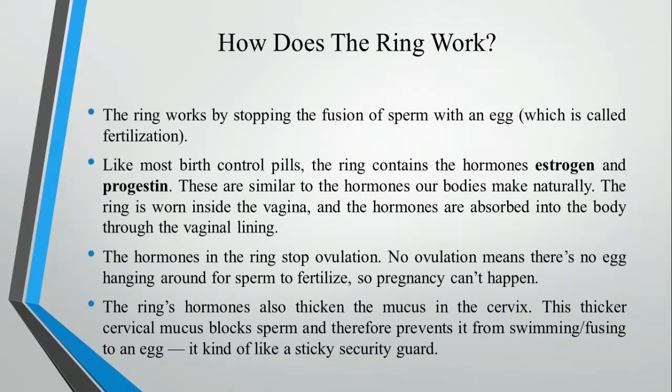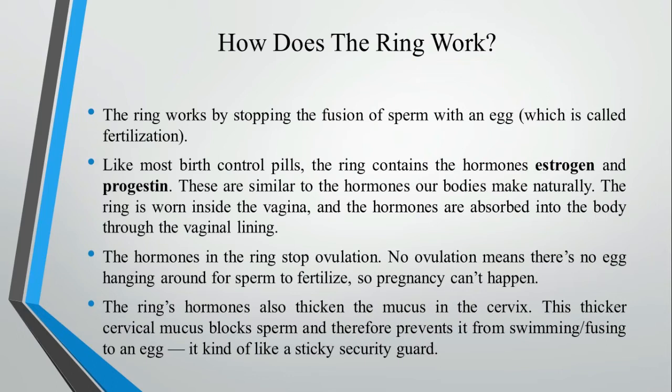Like most birth control pills, the ring contains the hormones estrogen and progestin. These are similar to the hormones our bodies make naturally. The ring is worn inside the vagina, and the hormones are absorbed into the body through the vaginal lining. The hormones in the ring stop ovulation. No ovulation means there is no egg hanging around for sperm to fertilize, so no pregnancy can happen.